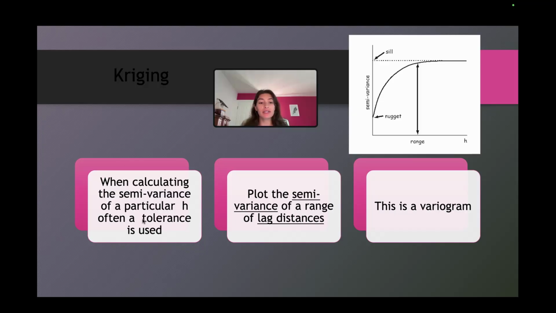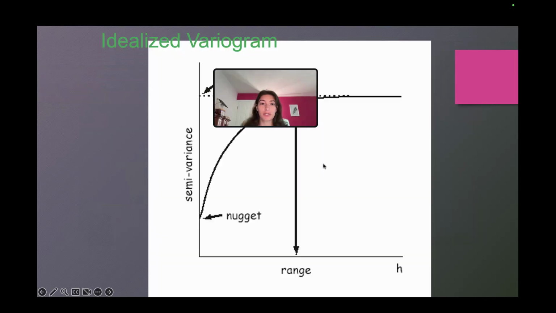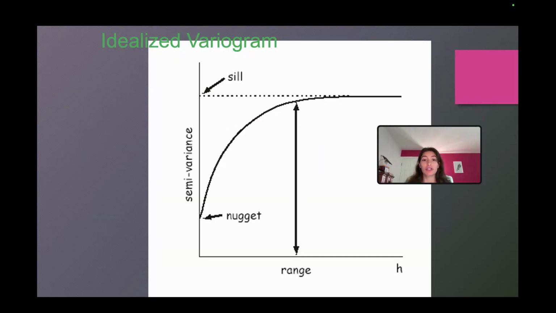So when you calculate semivariance of a particular h, often you have some variance. You plot that semivariance over a range of lag distances, and it's called a variogram. So that's an example right here in the top right corner. Oop, let me take us back. This here is an image of an idealized variogram, all right? You have your semivariance on the left-hand axis, you have your range on the x-axis, you have this nugget over here, and then you kind of see where that plateau occurs across the sill.